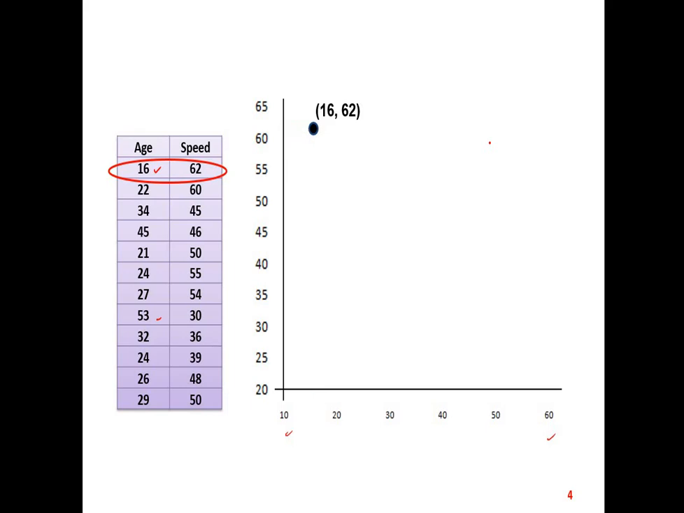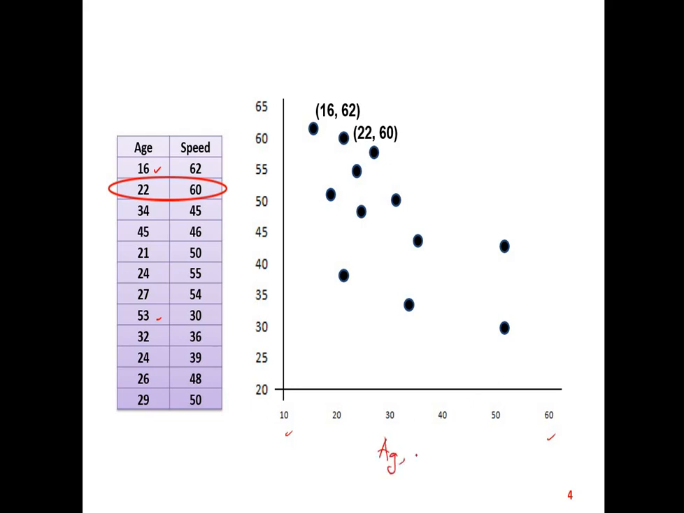Similarly, we go to the next value, which is 22 and 60. We find 22 along the x-axis and 60 along the y-axis, draw perpendiculars from those two points, and the point where they meet is where we plot the next point, 22 and 60. In this way we proceed and we get this type of diagram, and this diagram is called the scatter diagram.